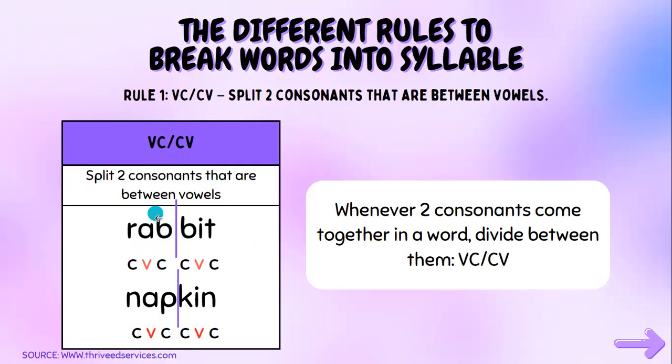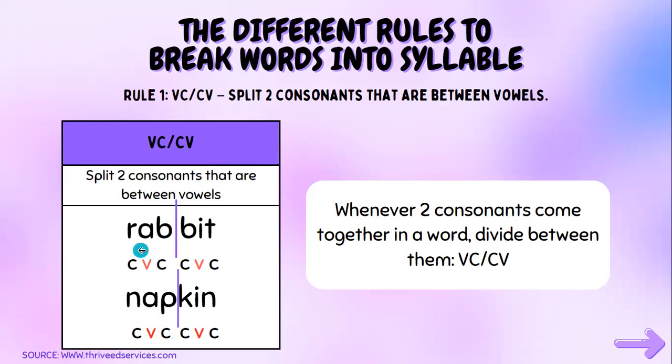For example, we can split it after the RA. So RA is one syllable and BBIT is another syllable. Or we could split it like this: RABB is one syllable and IT is another one. We could also split it as RAB and BIT. So how would we know how to split it into syllables correctly? For this, we use rule 1.